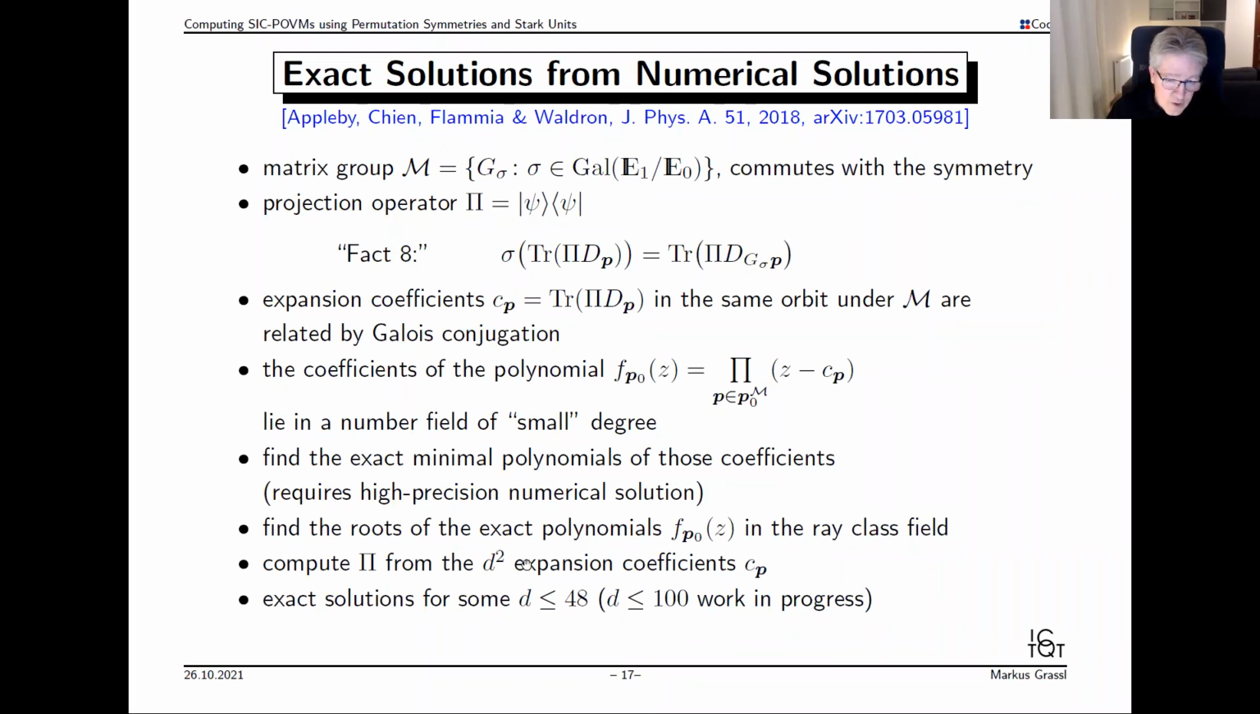But what I want to stress is, if we directly apply this method, we have d-squared expansion coefficients we have to solve for. And so dimension 100 already means we would have 10,000 expansion coefficients to solve for. There is the symmetry that cuts the number of different elements down. Also, when the field is nice, the degree of these polynomials is not 10,000, but nonetheless, it's already quite challenging calculations.